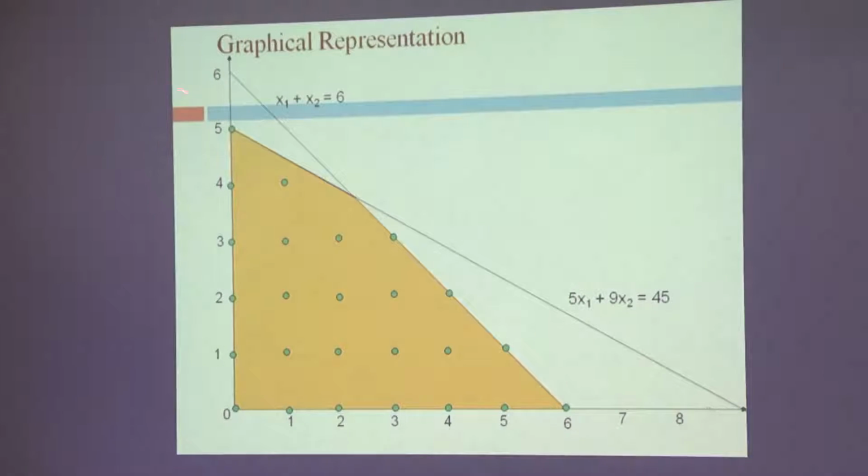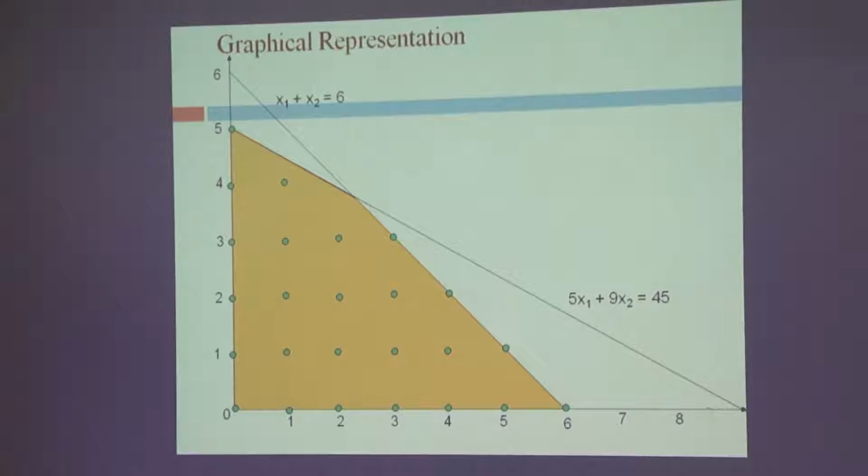This is the line 5x1 plus 9x2 is equal to 45. So when x2 is equal to 0, x1 takes the value 9. When x1 is equal to 0, x2 takes the value 5. So we have those two lines. And x1 should be greater than 0, x2 should be greater than 0. So this colored region is the feasible region, the set of all variables which satisfy the constraints.